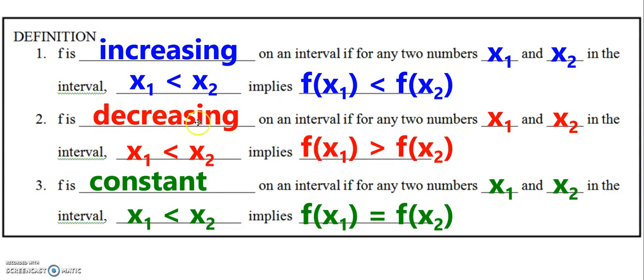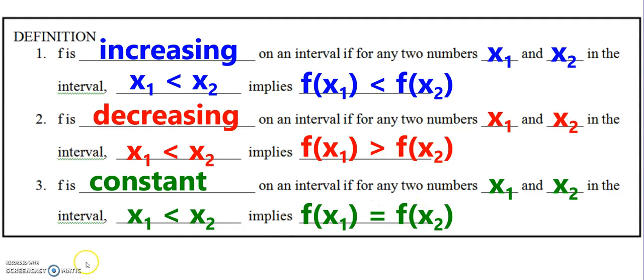Decreasing. So f is decreasing on an interval if for any two numbers x1 and x2 in the interval, x1 is less than x2 implies that f of x1 is greater than f of x2. All that means is that I'm going down. So as I move from left to right, I'm going down. f is constant on an interval if for any two numbers x1 and x2 in the interval, x1 is less than x2 implies that f of x1 equals f of x2. So as I move from left to right, I stay the same.